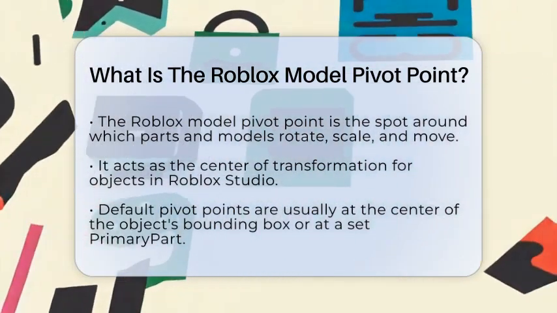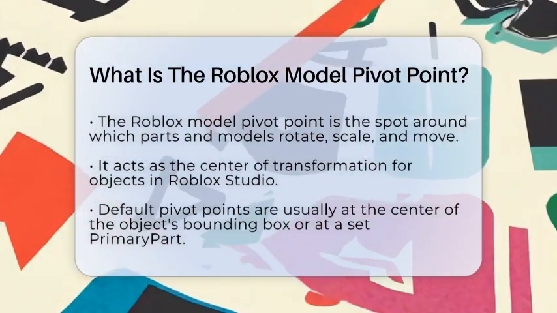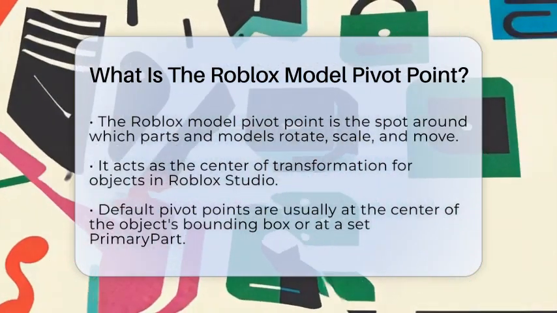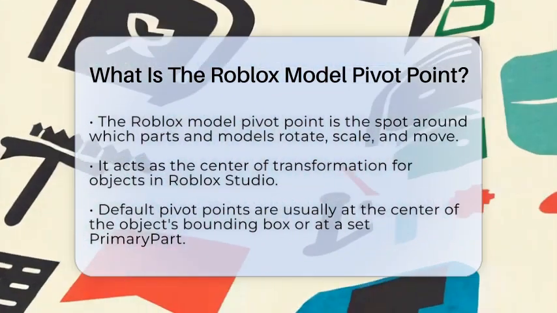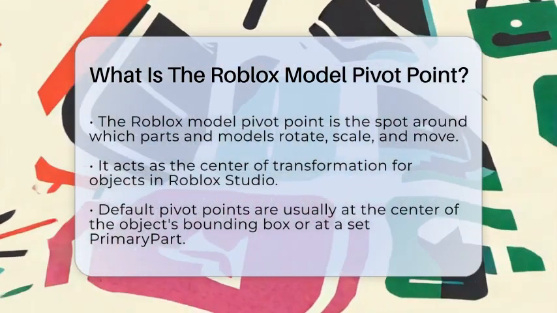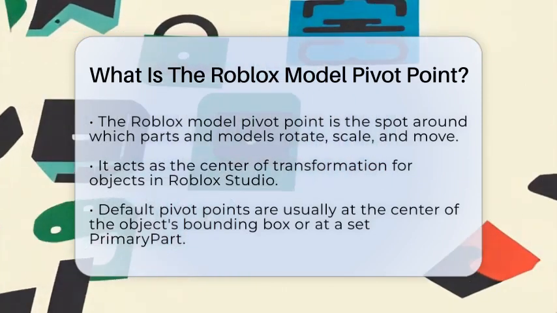Think of it as the center of transformation for your object. When you rotate a model, it spins around this pivot point. If you move or scale the model, it does so relative to this point as well.